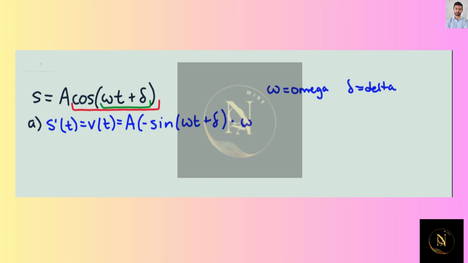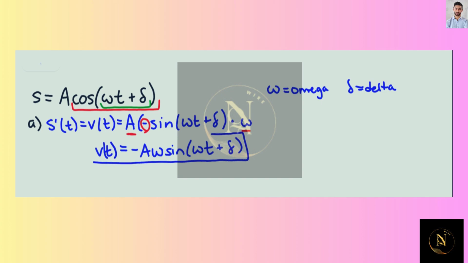Okay, let's simplify this a little bit. What we could do is multiply the A, the negative, and the omega together, and we have the opposite of A omega times the sine of omega t plus delta. So that's part A. We have our velocity.